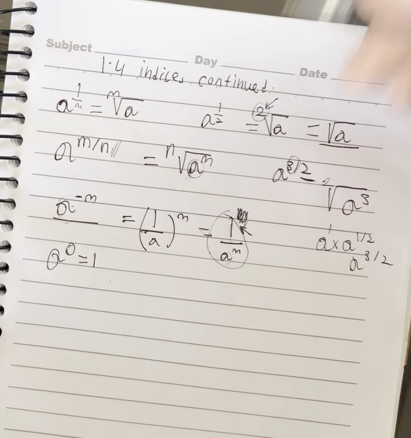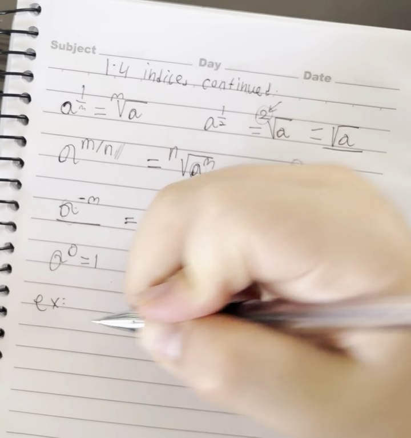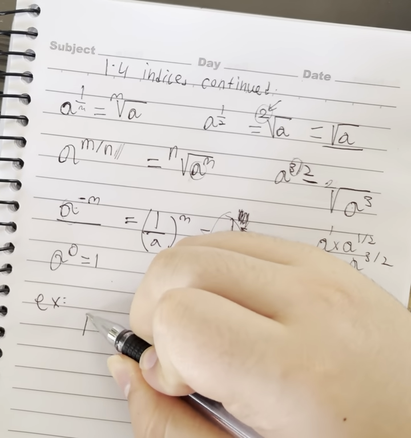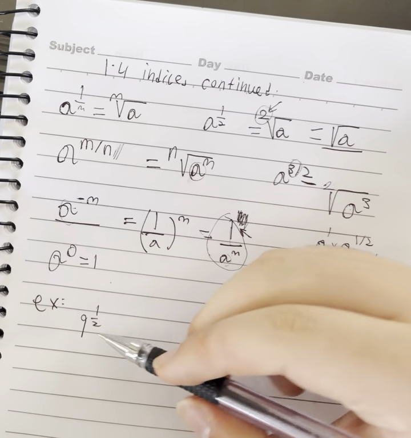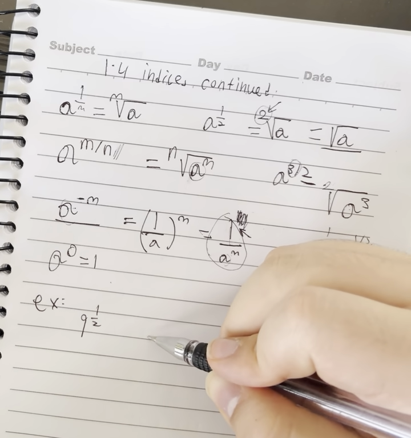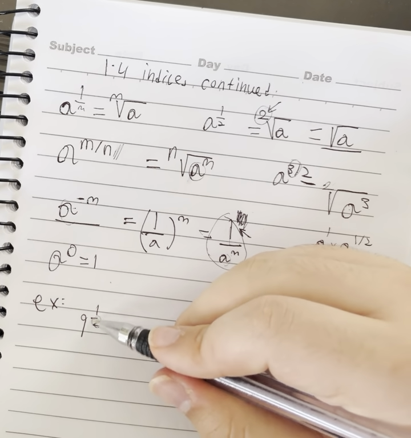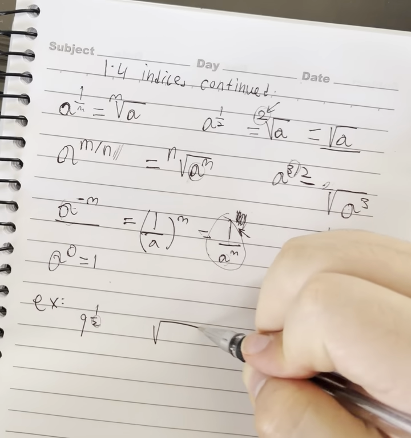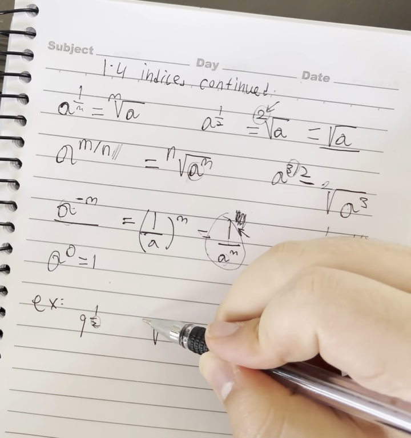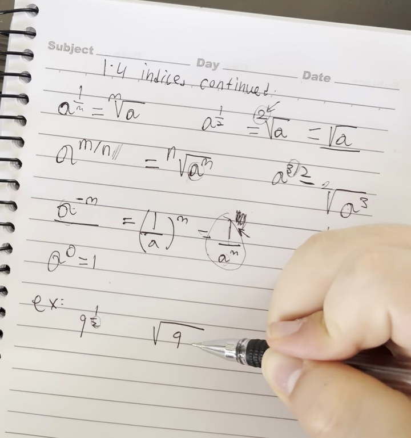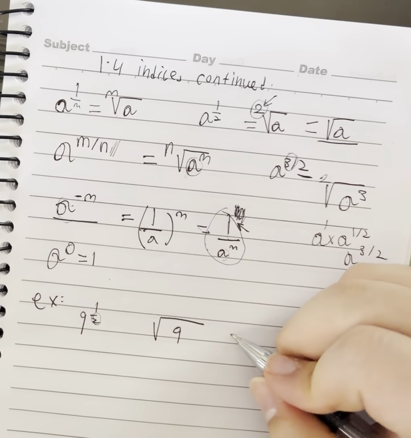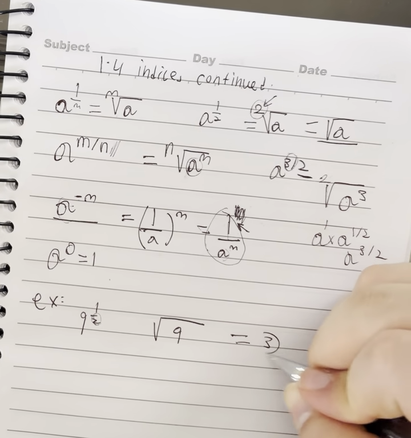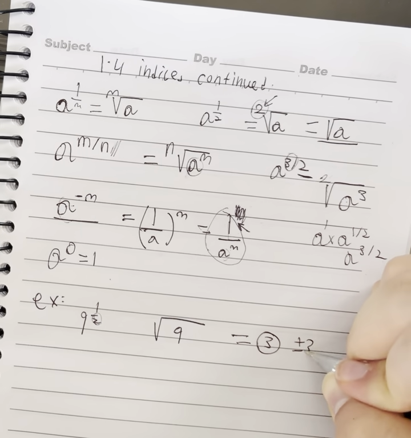Here, for example, evaluate 9 to the power of 1 over 2. As we said, you put the number under the root of the denominator. So the root of the denominator is 2, so it is the square root of 9. And as we know, the square root of 9 is 3, or plus minus 3.